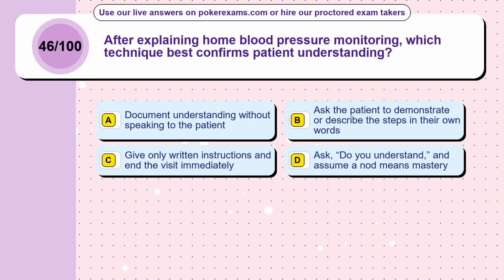Question 46. After explaining home blood pressure monitoring, which technique best confirms patient understanding? Option A. Document understanding without speaking to the patient. Option B. Ask the patient to demonstrate or describe the steps in their own words. Option C. Give only written instructions and end the visit immediately. Option D. Ask, "Do you understand?" and assume a nod means mastery.